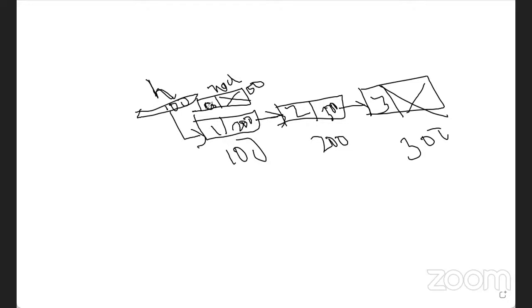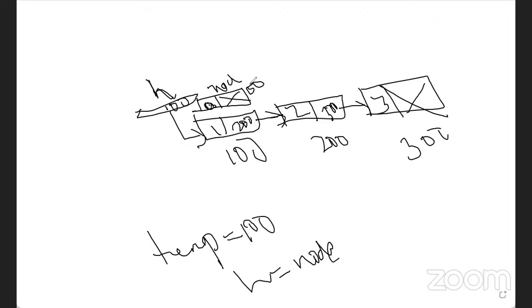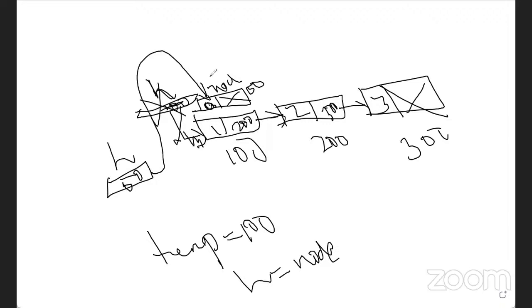So what you'll do, you take a temporary variable, temp is equal to head. So 100 you saved in temp. Head you need to change, so head is equal to node. If you do that, what will happen? Head was storing 100, but now head is 50. So 50 is the address of this first node. This is the first node, and this connection has gone.